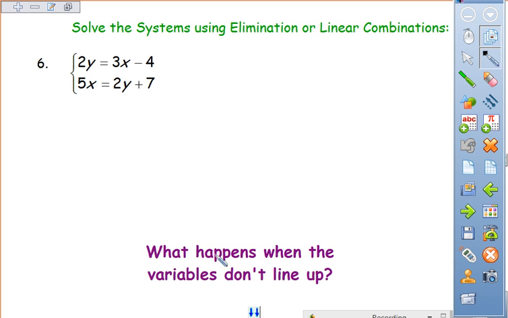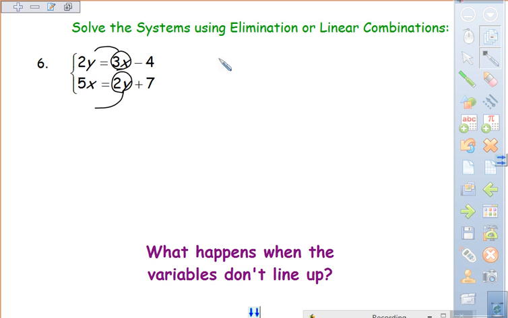Number 6. What happens when the variables don't line up? Well, these two don't match, so I want to write them both in standard form. So I want to move the 3x to the other side and the 2y to the other side. So my top equation becomes negative 3x plus 2y equals negative 4. And then the other equation becomes 5x minus 2y equals 7. And now my system lines up.